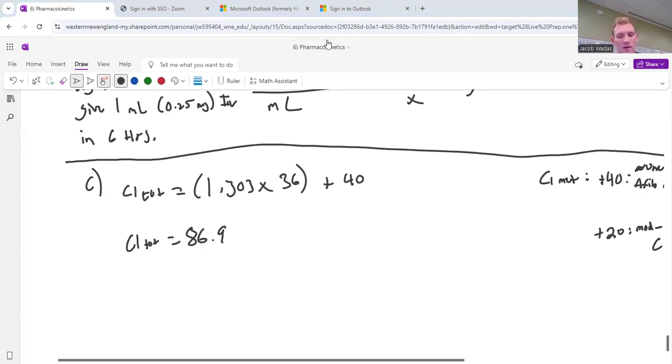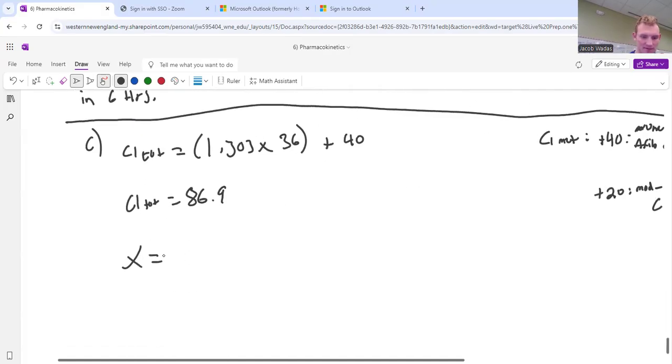Flynn, the 1.303 comes from the equation sheet for the CL total. All right, now that we found the CL total, we can plug it into the digoxin maintenance dose calculation or equation that we have on our equation sheet. So X for our dose equals our desired concentration, which is 1.5, times CL total, which is 86.9, times 100 or 1,440.